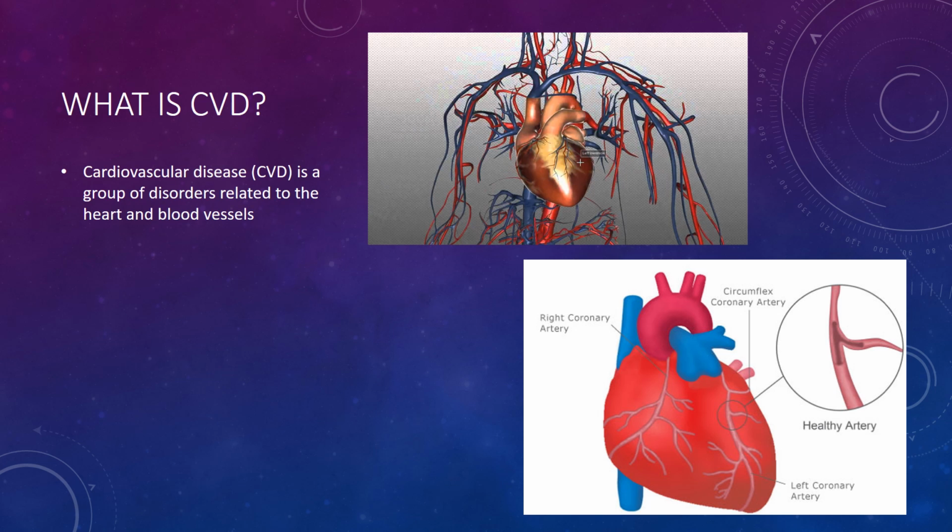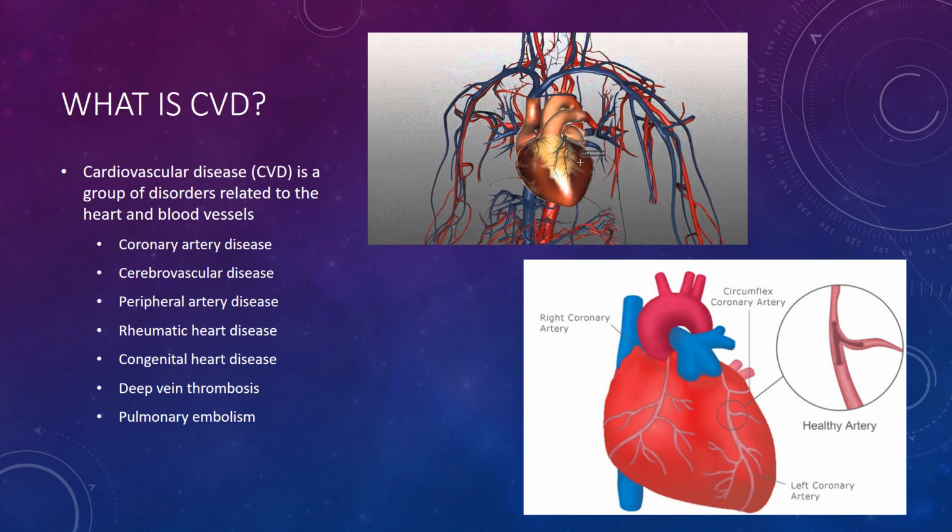And then the picture that you see on the bottom right is showing the arteries that supply the heart muscle itself. Those are the coronary arteries, and coronary artery disease is one of the most common forms of cardiovascular disease. So this is when you have damage to these vessels that supply the heart tissue itself, and typically a blockage in a coronary artery results in what we call a myocardial infarction or a heart attack.